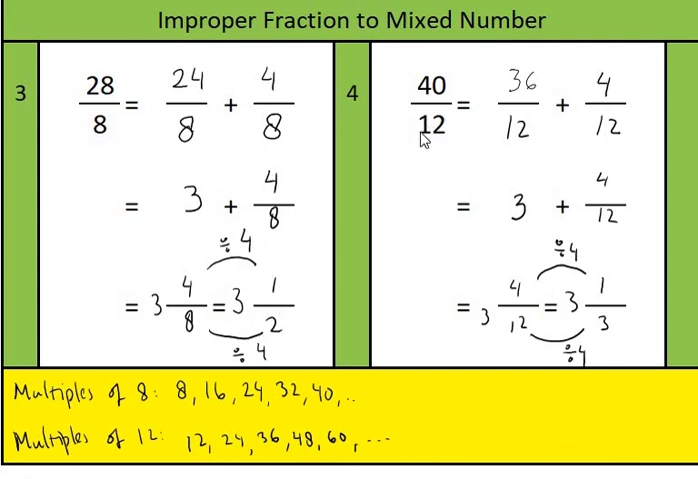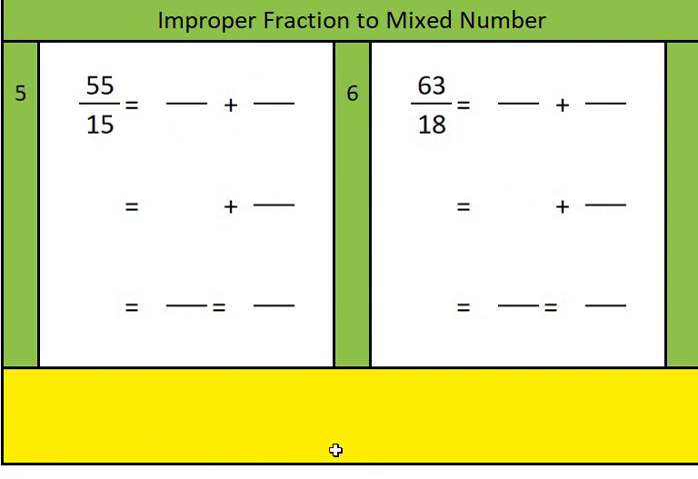Same case again with number 4. Have the same denominator, and then you find the multiples of 12 that is closer to the 40, smaller than 40. Yeah, and then you have 36. 40 minus 36, you have 4, and then you just see 36 divided by 12 is 3, and then you just add up and then have simplest form. Okay, so you try again with number 5 and number 6. Okay, you can pause your video now, and then you try to do it again.